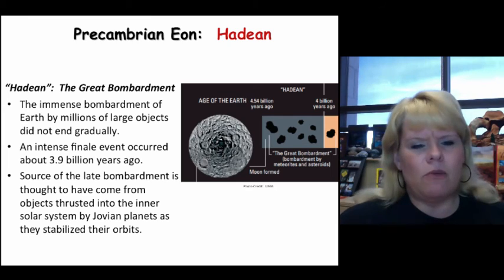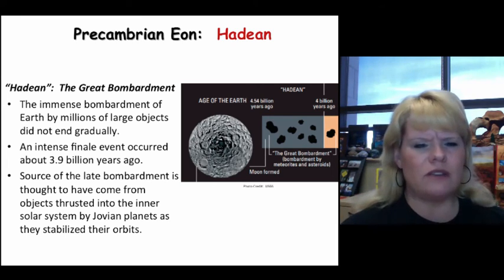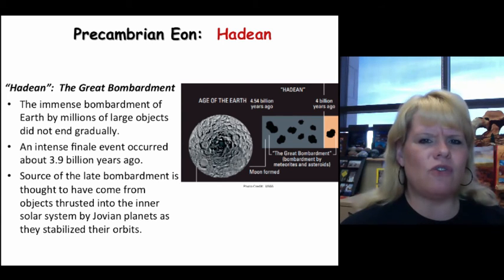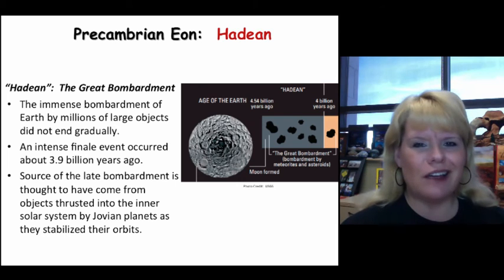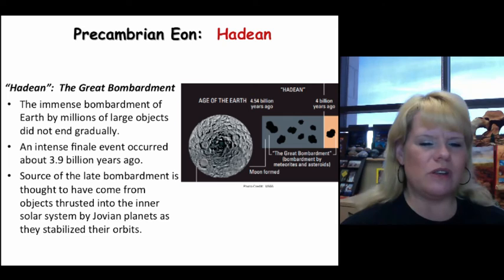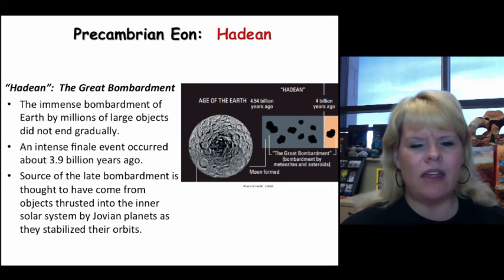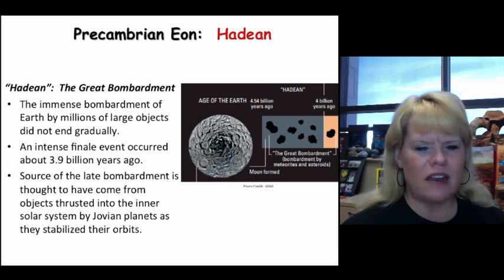The immense bombardment took millions of large objects that did not end just gradually. It actually had a finale. So a season finale occurred at the very beginning of the Archean around 3.9 billion years ago, and the source of the late bombardment is thought to have come from a specific event.